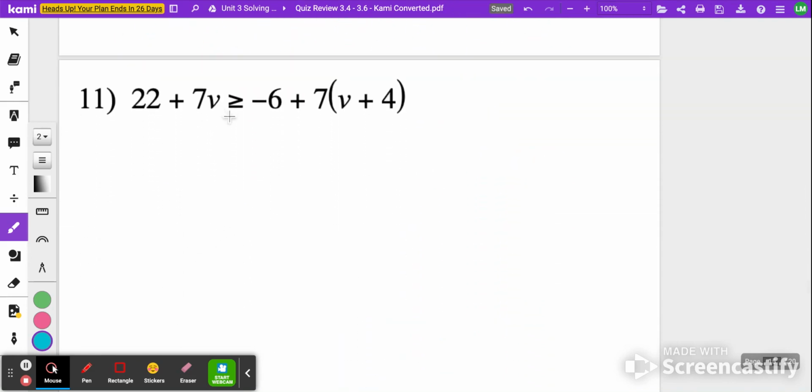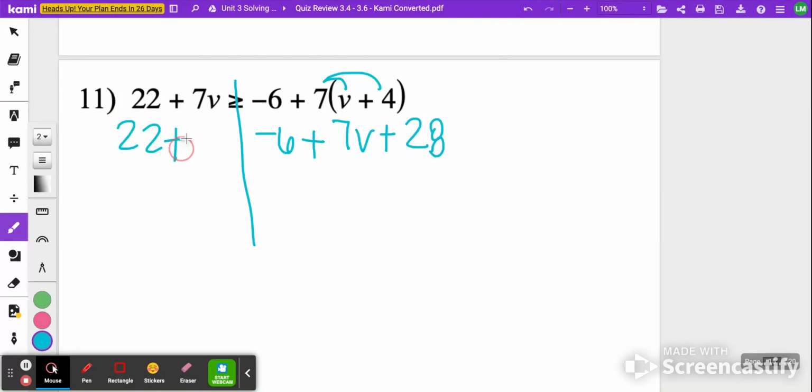Number 11, again, a lot of things going on. The best thing to do is start distributing. So on this side, the right side, I'll get negative 6 plus 7b plus 28. And on the left side, I'll have 22 plus 7b.